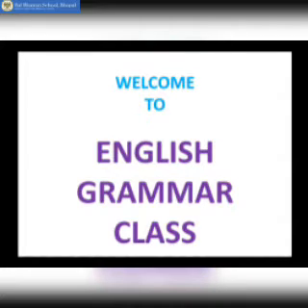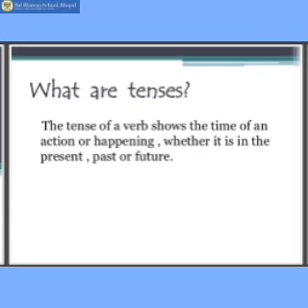Children, have you heard about the word verb? What does verb mean? It refers to action words. Verb tenses are clues to help us figure out when the action in a sentence is happening. So children, in today's class, we will learn about different verb tenses along with their examples.